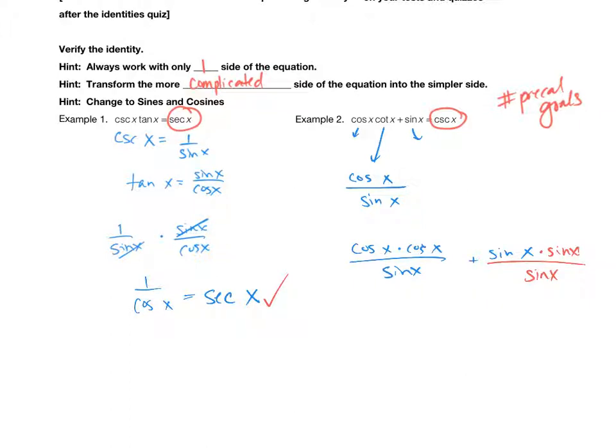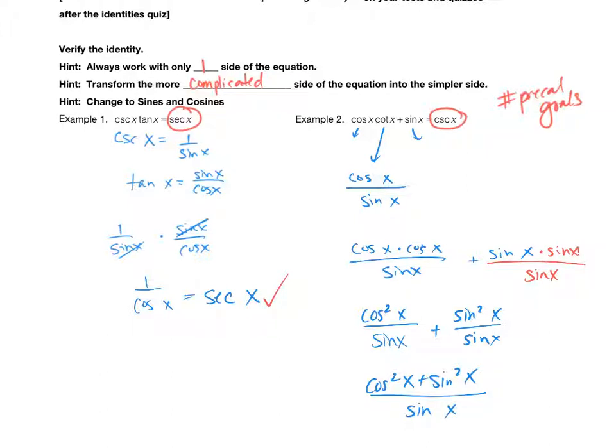So what we're going to do is take this second one and multiply by sine x over sine x. So our new left side of the equation is cosine squared of x over sine x plus sine squared x over sine x, which I can combine: cosine squared x plus sine squared x all over sine of x. And the top of that equals 1 based on our Pythagorean identity. So that is 1 over sine of x, which equals cosecant of x. That was our goal, so we are done.